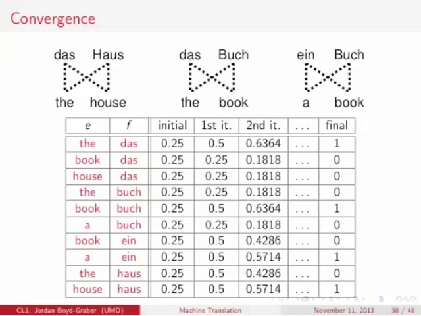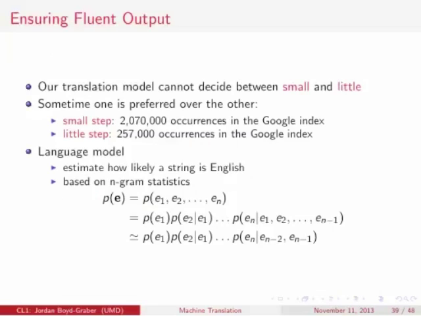So here's an example of what happens on a very small corpus. If you have these sentences and you start with uniform translation probabilities, after one iteration they get fairly peaky, and then they get peakier and peakier until you finally get the right answer. The problem with these lexical translation models is that they often get tripped up by selectional preferences.